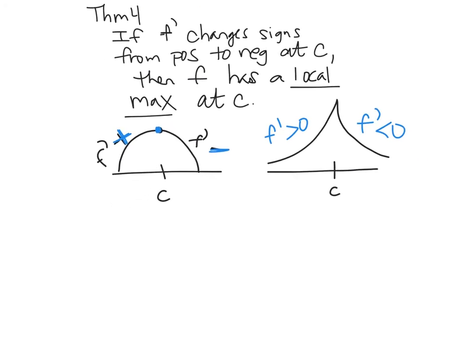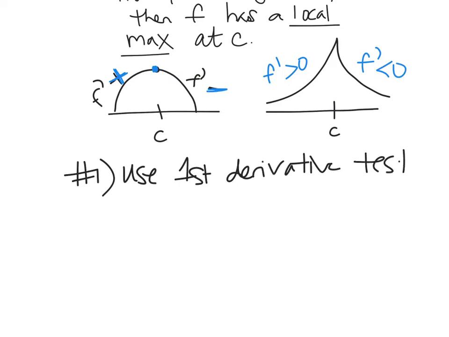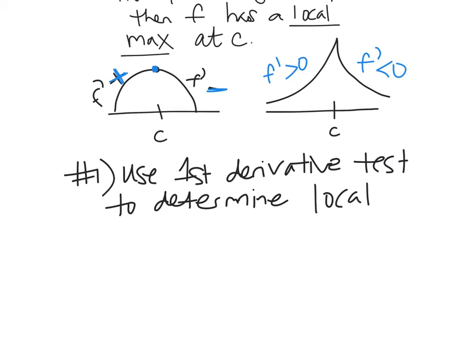All right, so we're going to do some more of these. Number 1. Okay, so this is what your directions are going to be. It's going to say to use the first derivative test. So we know we're going to have to take the derivative, and this is really review. We've done these in 5.1 and 5.2. Determine local extreme values.